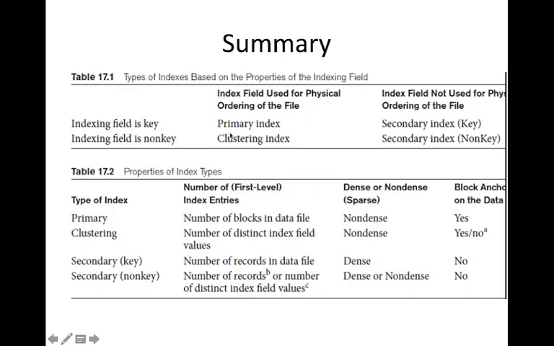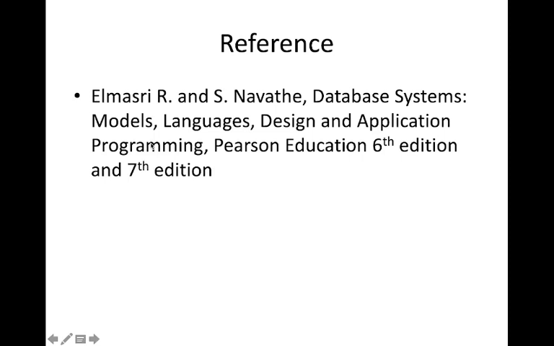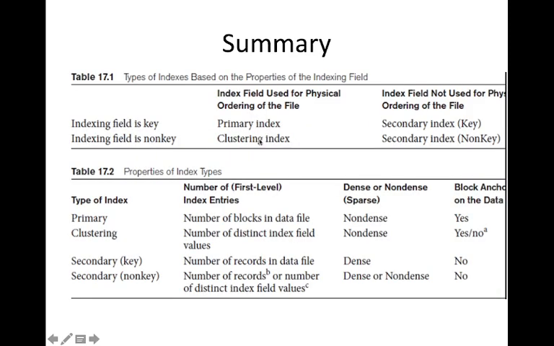So this is a summary of what you have learned. If the indexing field is a key, we call it primary indexing. If the indexing field is non-key, it is a clustering index. An indexing field not used for primary indexing will be a secondary key. So this is actually the summary of what you have learned.